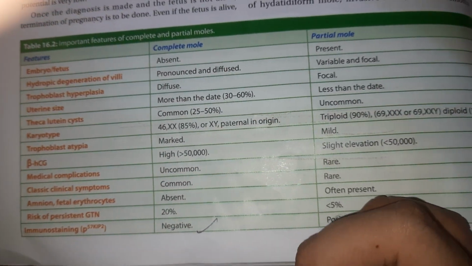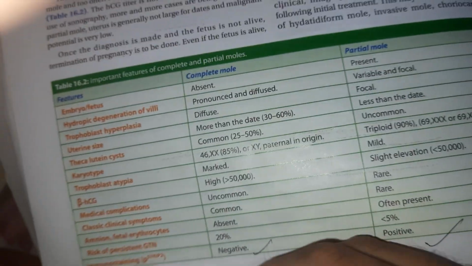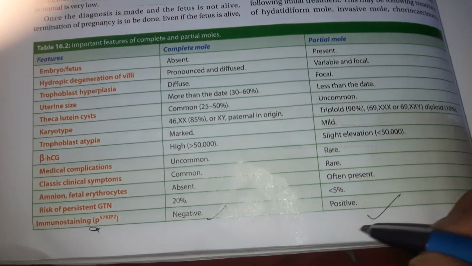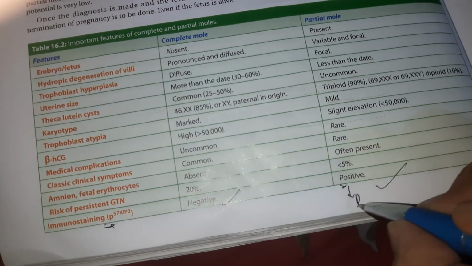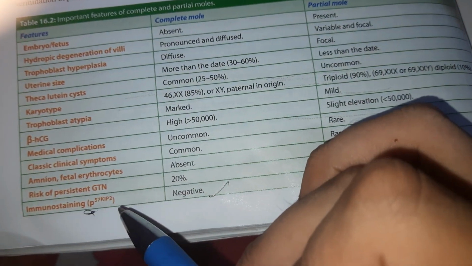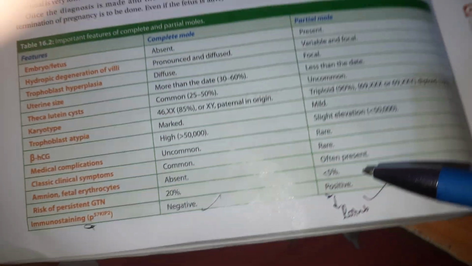So we can remember this: P57KIP2 is absent in complete mole. P for positive, P for partial. P57KIP2 is positive in partial mole.